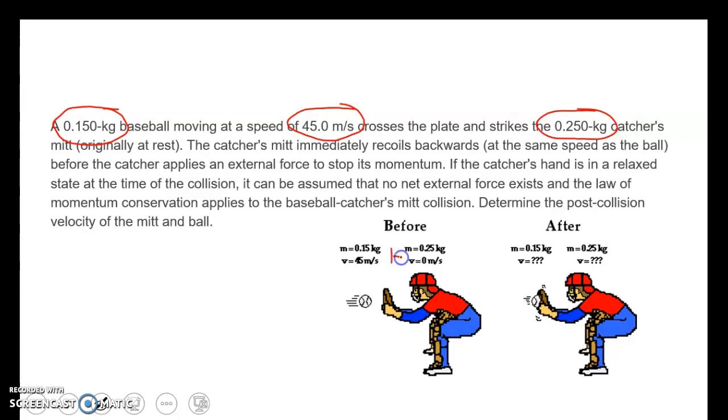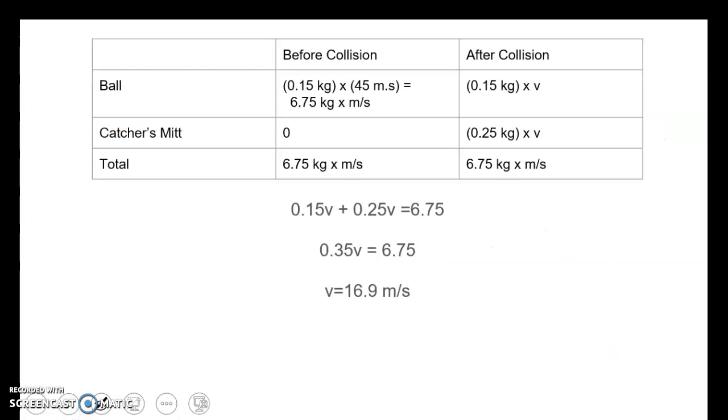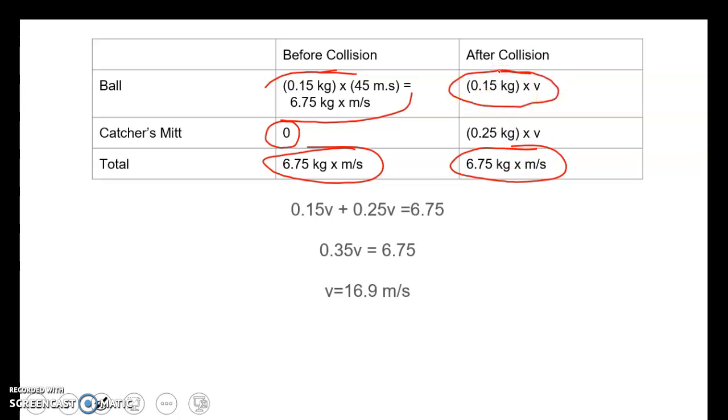Again, the momentum before will equal the momentum after. I make a chart. Before the collision, I take mass times velocity of the ball. The mitt's standing still. Add those together, and that's my initial momentum, 6.75. I know my final momentum is the same as my initial. Then I just take the information I know after, which is just the mass of the ball times its velocity, and the mass of the mitt times its velocity, which are the same because they come together.